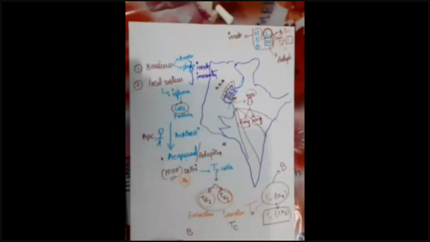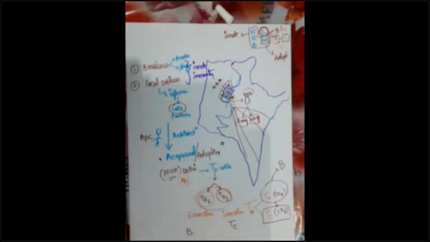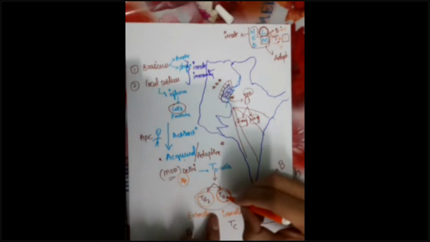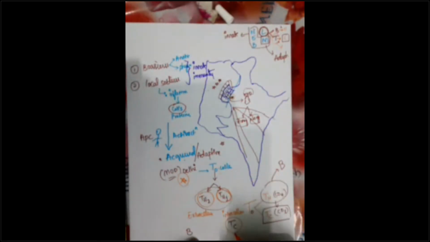Now this T helper 1. Suppose this is an intracellular organism. So T helper 1 cells will be activated. Now these T helper 1 cells will activate your TC cells, and this will proceed with your cell mediated immunity.